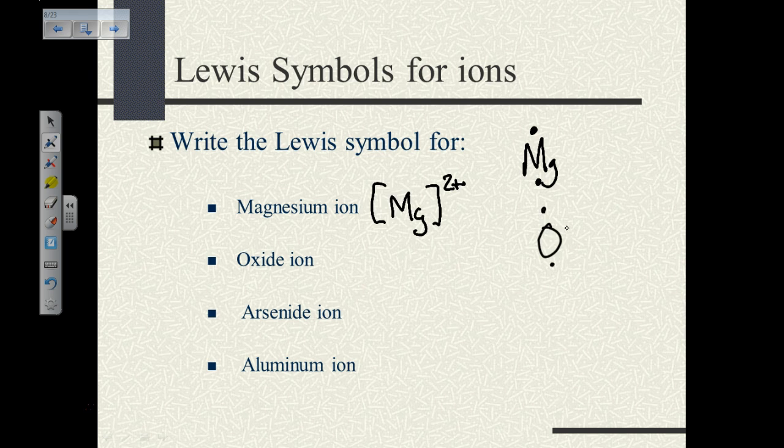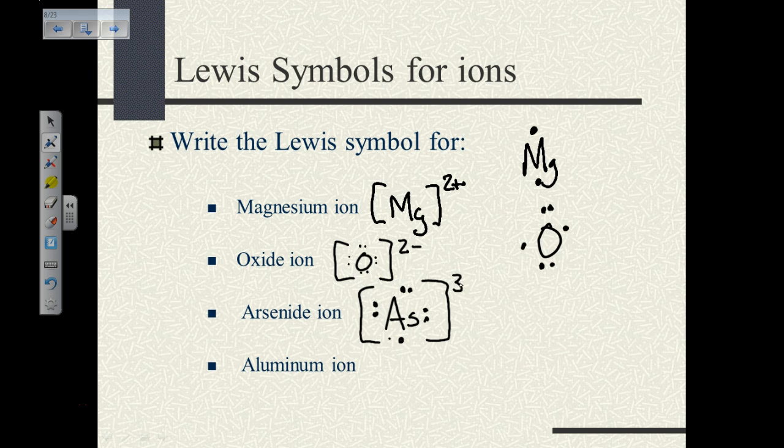Now, the oxide ion. Oxygen has 1, 2, 3, 4, 5, 6 valence electrons. So what's easier to get to the octet? Lose 6 or gain 2? Well, in this case, it's easier to gain 2. So 1, 2, 3, 4, 5, 6, 7, 8, and we put 2 minus because it's gained 2 electrons on the outside, and by gaining electrons it becomes a negative charge. Now the arsenide ion, arsenic is As, and it has 5 valence electrons. So if we look at this, 1, 2, 3, 4, 5, it's easier to fill this to get up to 8 electrons. So 1, 2, 3, 4, 5, 6, 7, 8. And so now that becomes a 3 minus.